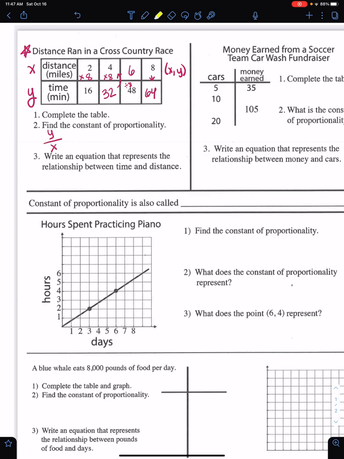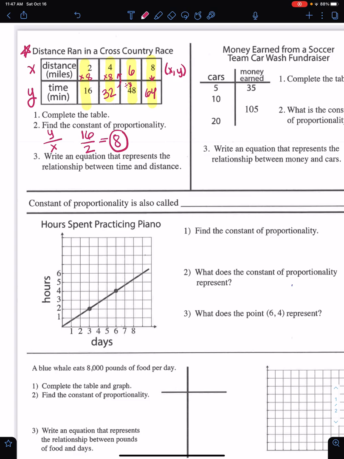So I can take any pair of numbers in my table, 2 and 16, or 4 and 32, or 6 and 48, or 8 and 64. It doesn't matter which pair I use. I can do the y value divided by the x value to find the constant of proportionality. We know that 16 divided by 2 is 8, so that's my constant of proportionality. It means we can go 8 miles in 1 minute. If you used any of those pairs of numbers in the table, you would have gotten 8.